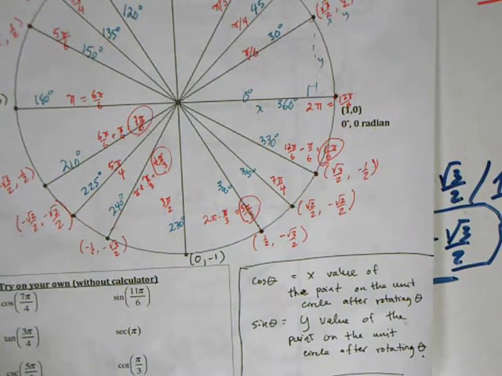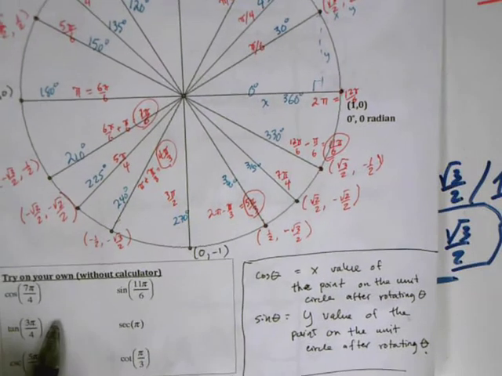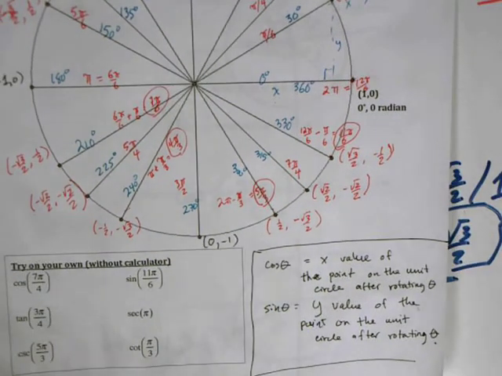Okay, so I've created some problems here for you to try on your own. Try to do them without a calculator. Try without the unit circle at first. See if you can draw your own circle and figure out where it is. And if you have a hard time, go back and reference your unit circle.